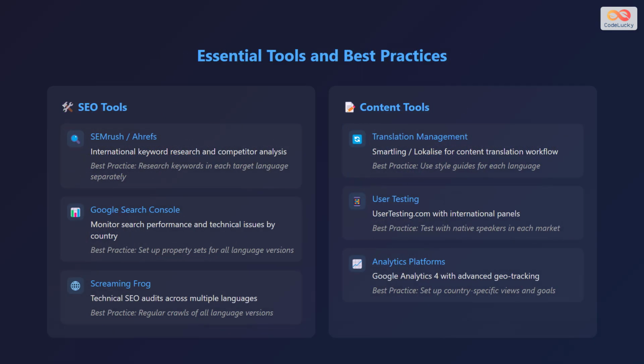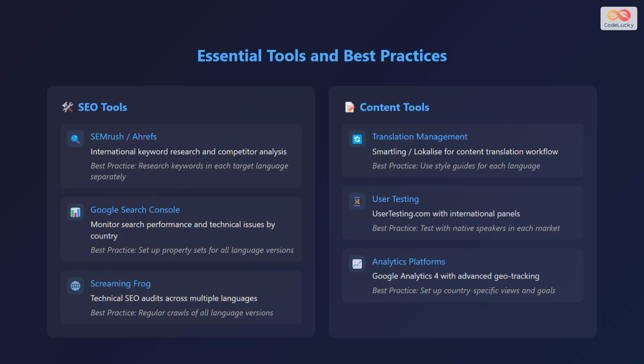To excel in international SEO, having the right tools and practices can make all the difference. Starting with SEO tools, SEMrush and Ahrefs are valuable for international keyword research and competitor analysis. A best practice is to research keywords in each target language separately to capture local nuances. Google Search Console is essential for monitoring search performance and technical issues by country. Setting up property sets for all language versions is a best practice for organized tracking.